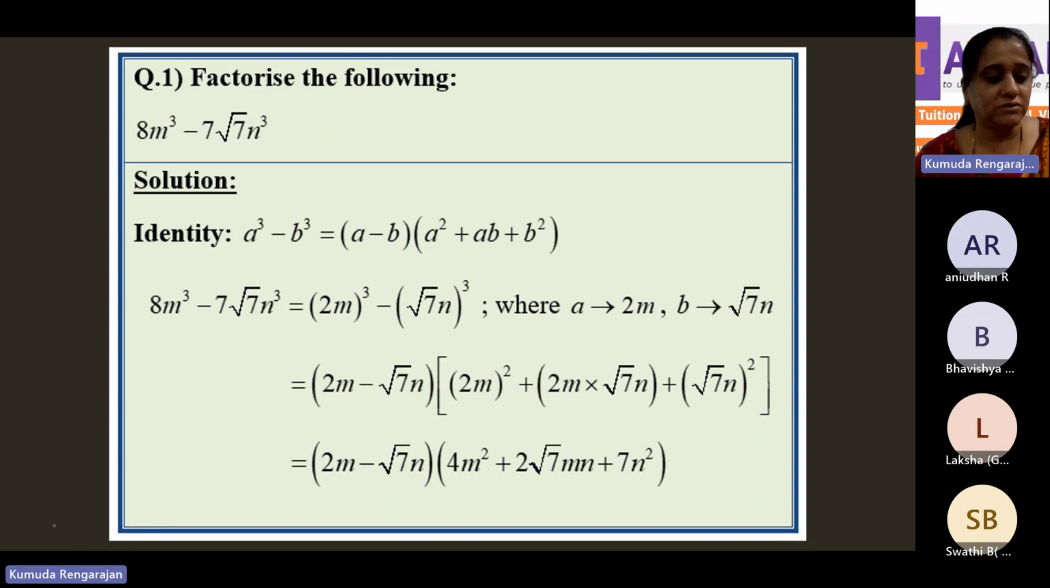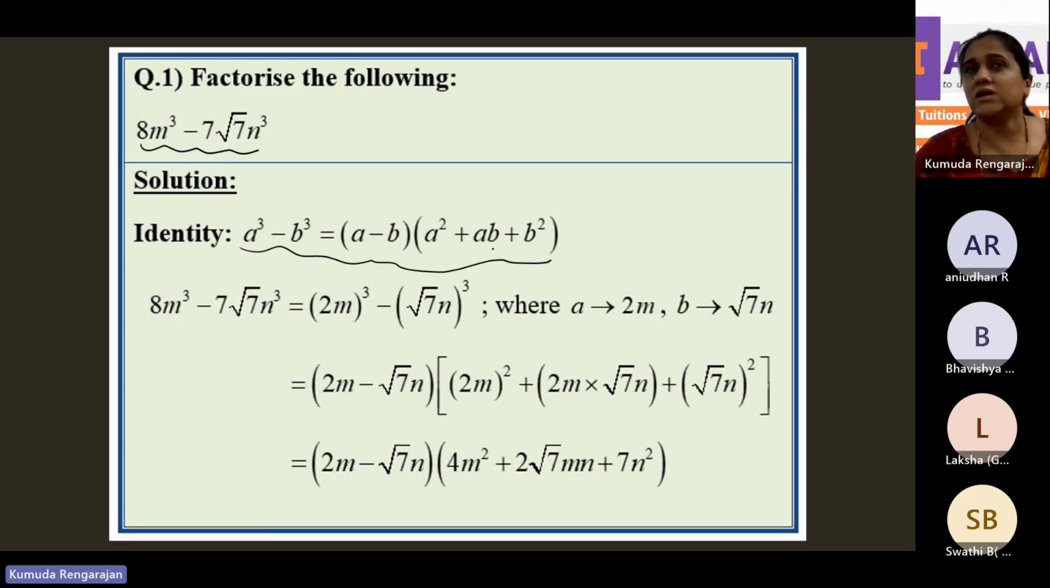So the given expression, this is the given expression. We need to factorize this. The first step is to identify the correct identity, because we have a set of about 13 to 14 identities. So you should identify the correct one. That's the first step. And then you should express whatever is given perfectly in that form. See here, a the whole cube minus b the whole cube, where a is this, b is this. Once you write this, it's very easy. The answer is here.